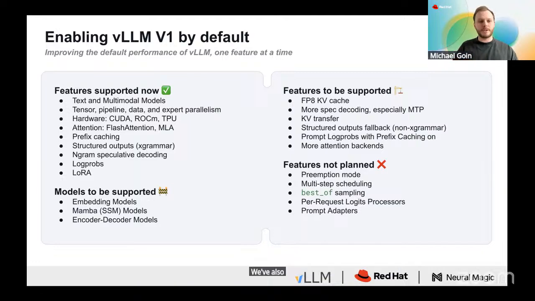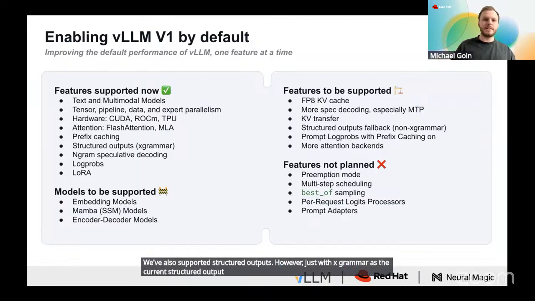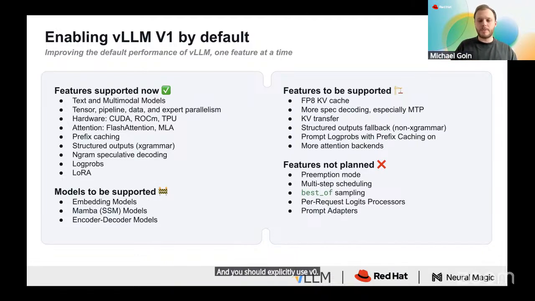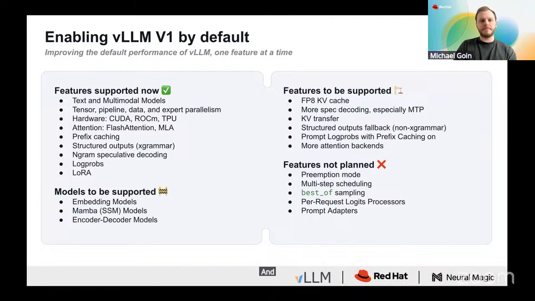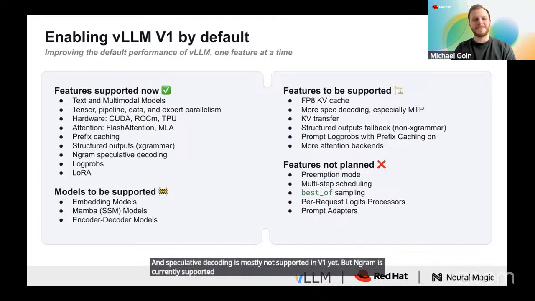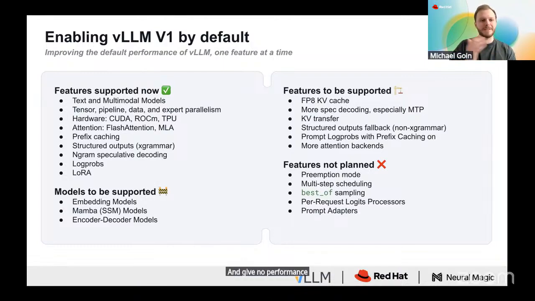We've also supported structured outputs, however, just with Xgrammar as the current structured outputs backend. So if you rely on some features in, say, outlines, that's not supported yet, and you should explicitly use v0. But we are working on bringing outlines and other structured output backends to v1 to expand the full support there. And speculative decoding is mostly not supported in v1 yet, but ngram is currently supported and really fast. We're working on optimizing this, and we hope ngram can actually be on by default and give no performance degradation, only a performance win.